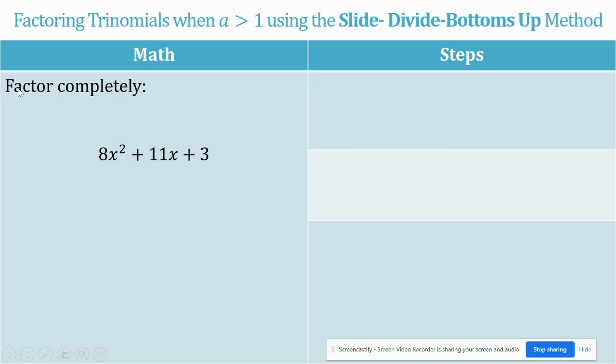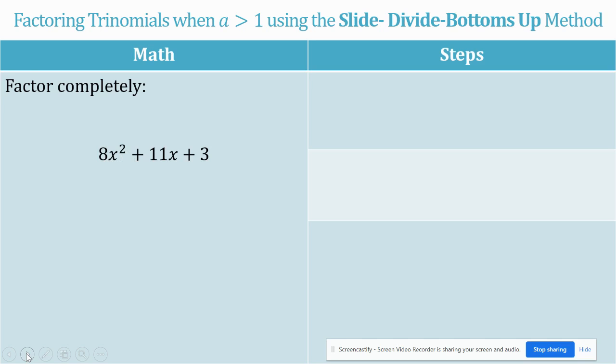So let's get started. It says factor completely: 8x squared plus 11x plus 3. So the first thing you should notice is that the number in front of x squared is not 1. We don't have an invisible 1 here. We have an 8. So we cannot factor it the way we normally would, where we just find two numbers that add to 11 and multiply to 3. That's not factorable in the way that we have it set up right now.